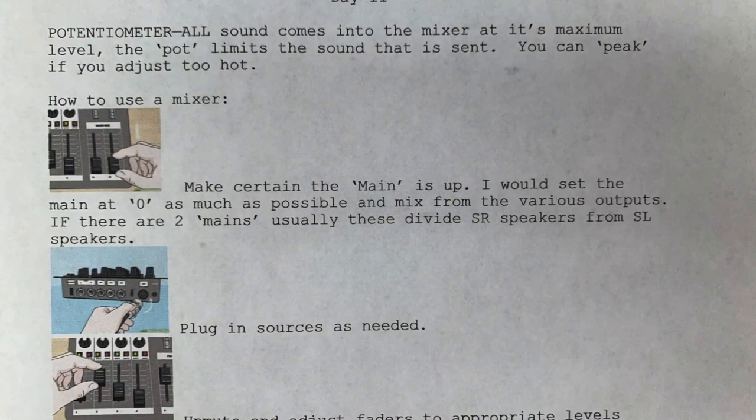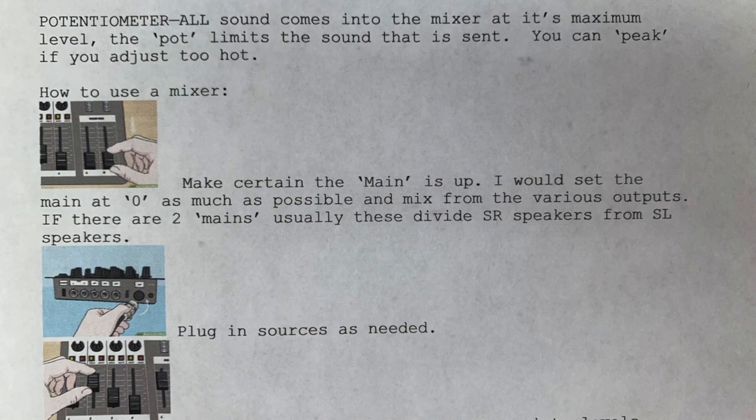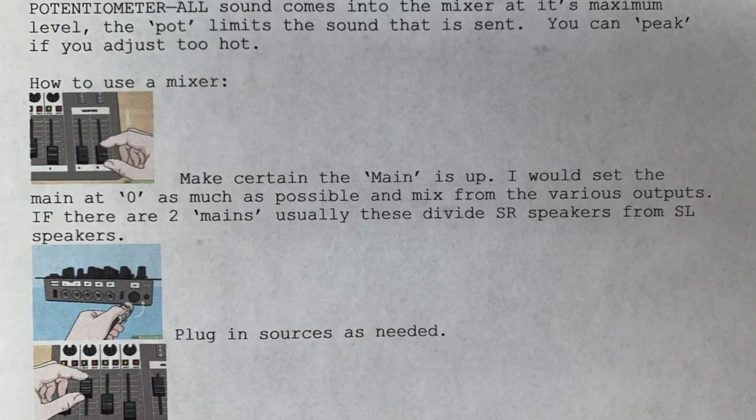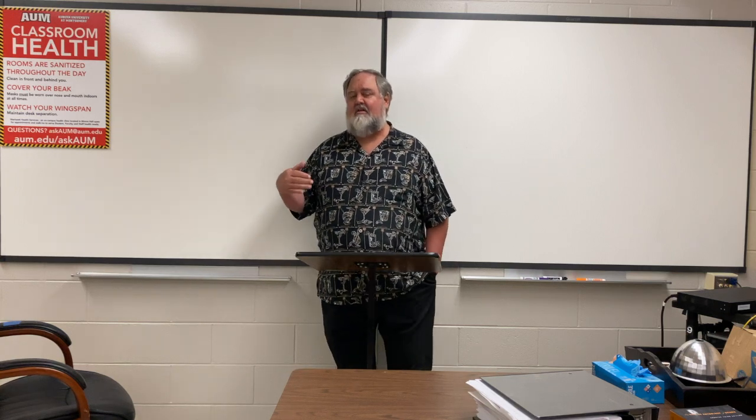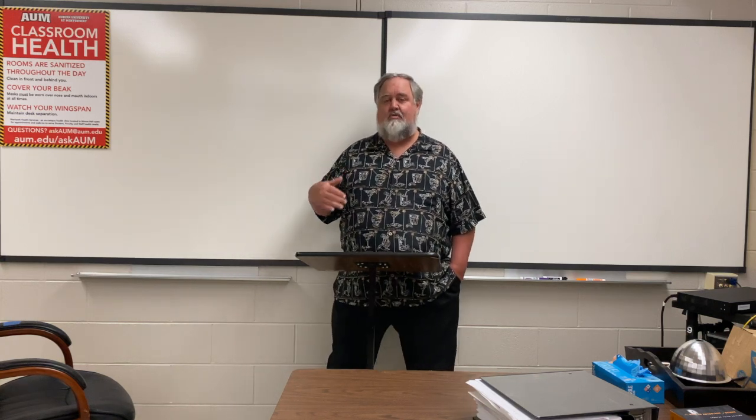You want to set the main at 0 as much as possible and leave it there and don't ever change it. Because as soon as you start messing with the 0, you've changed all the levels of every sound cue you've had. So leave that at 0 and adjust the faders for each source separately based on the amount of sound that has in the light cue, or in the sound cue, excuse me.